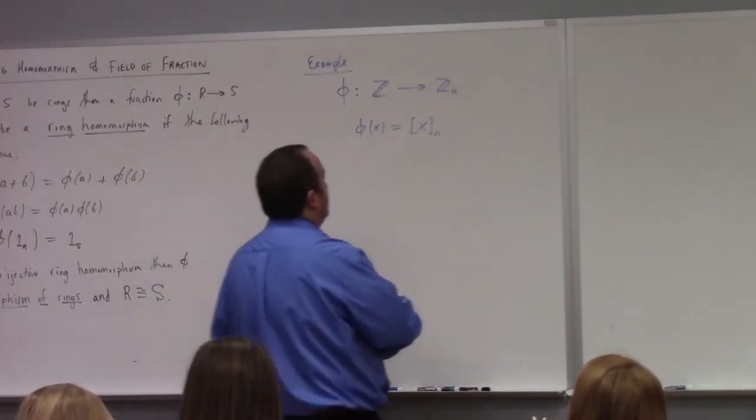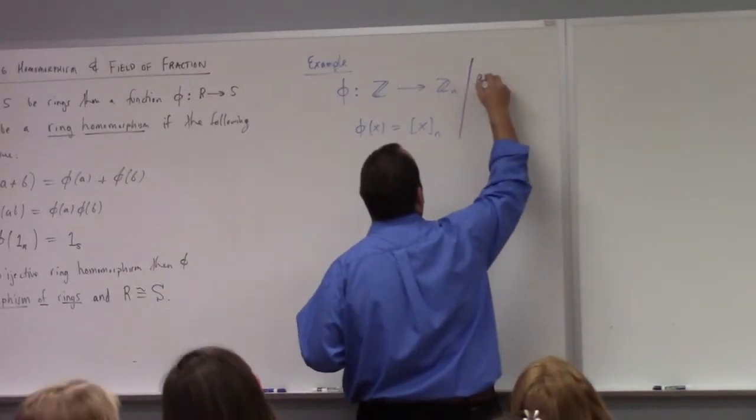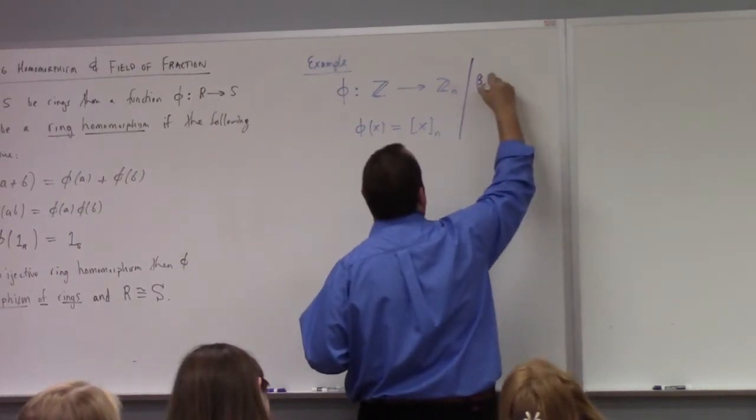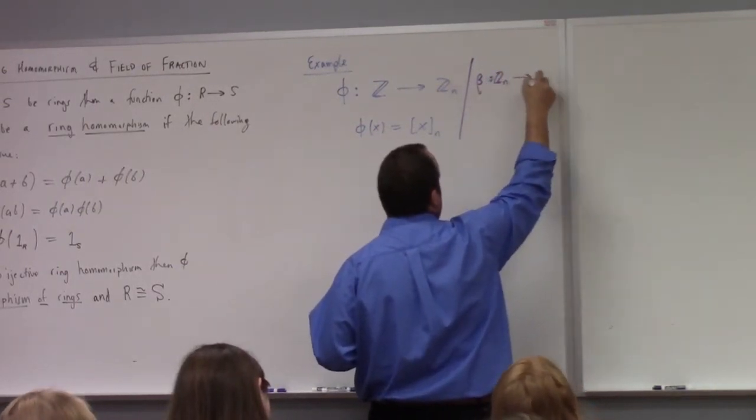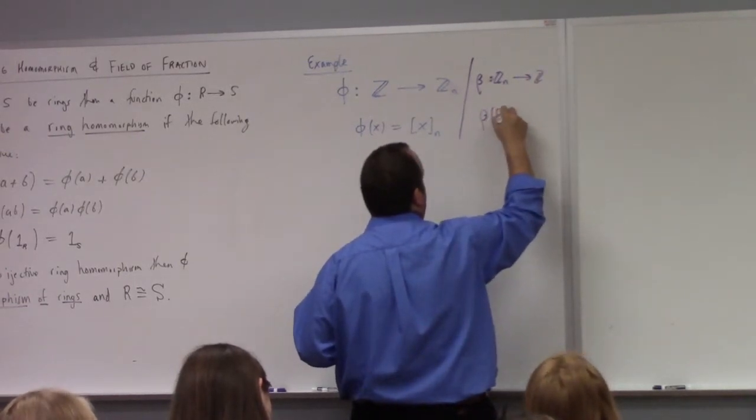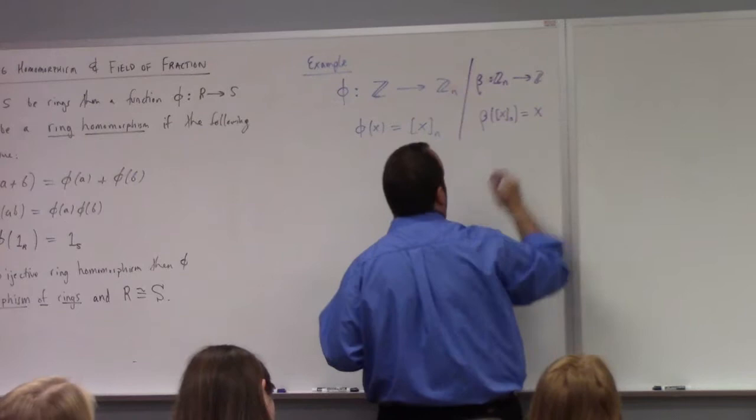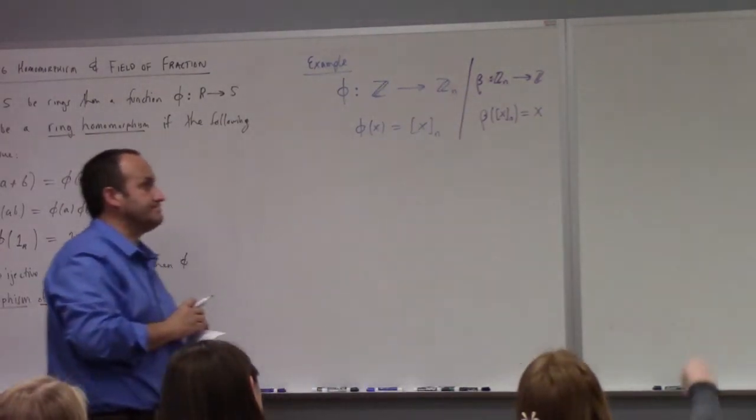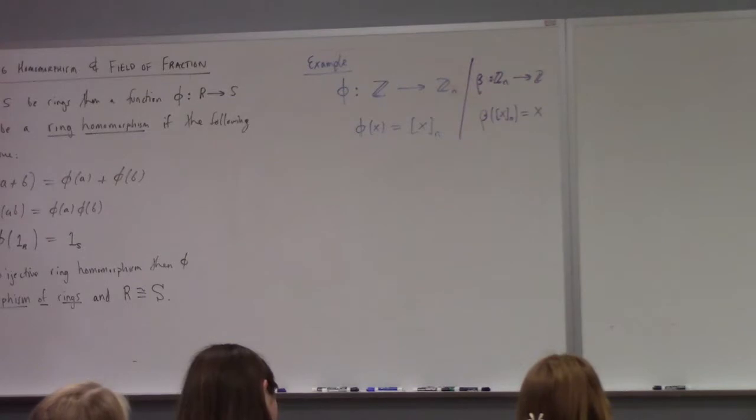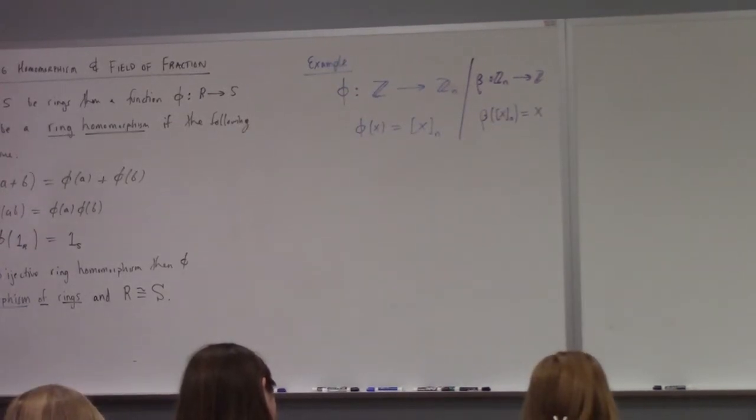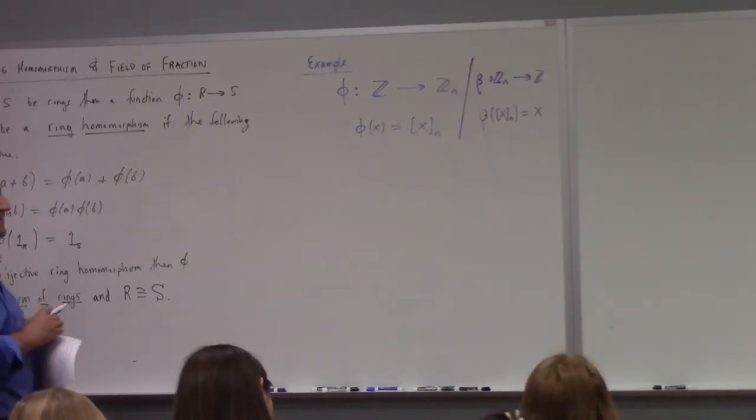Let me turn the tables here. What if we were to look at beta from Z_n to Z, defined by beta of x mod n equal to x? Would that be a function? I mean, they look awful similar, but no, beta is not a function because it is not single valued, right? In fact, there are infinitely many outputs for beta for a given input, right? So beta is far from single valued. But on the other hand, phi is single valued. In fact, that's a function.